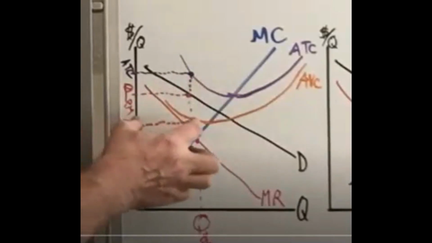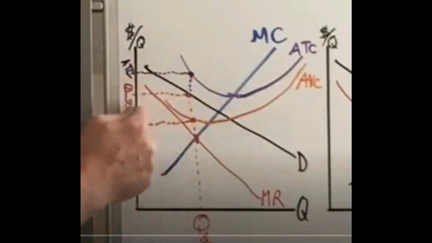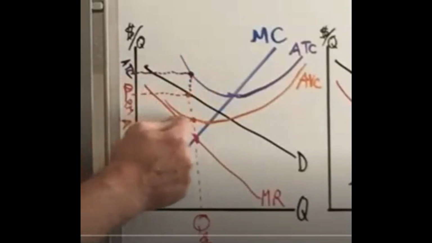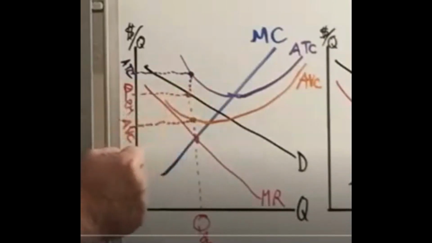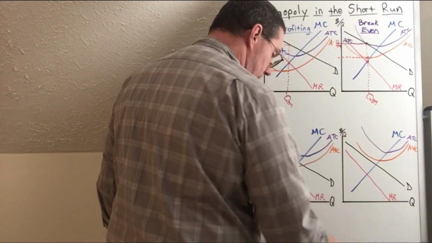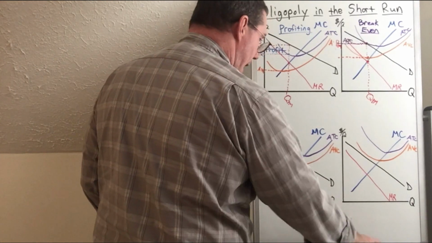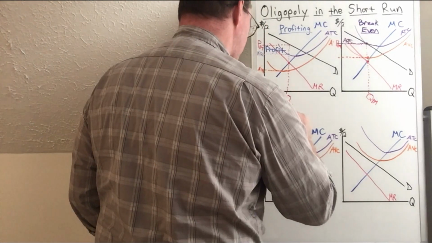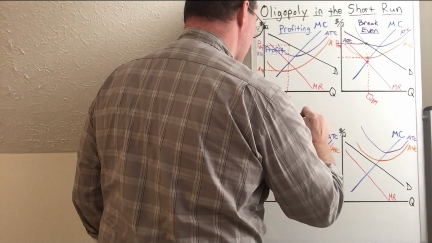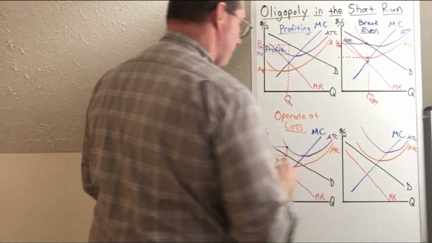Remember, fixed costs is the region between average total cost and average variable cost. And this rectangle here shows we are recovering some of our fixed costs. Therefore, it's good for us to continue operating. And so this firm is going to operate at a loss. Operate at a loss. Okay?